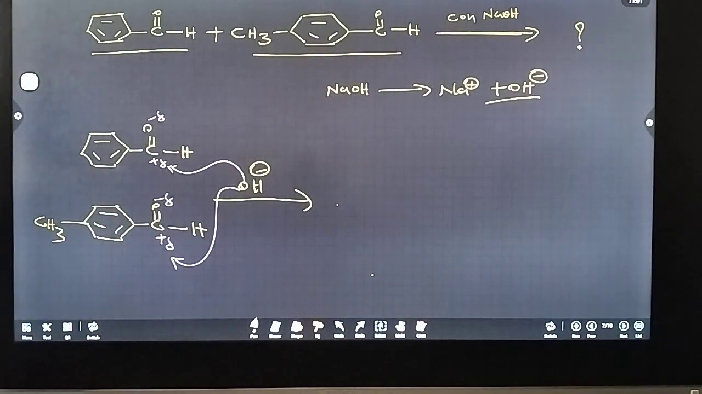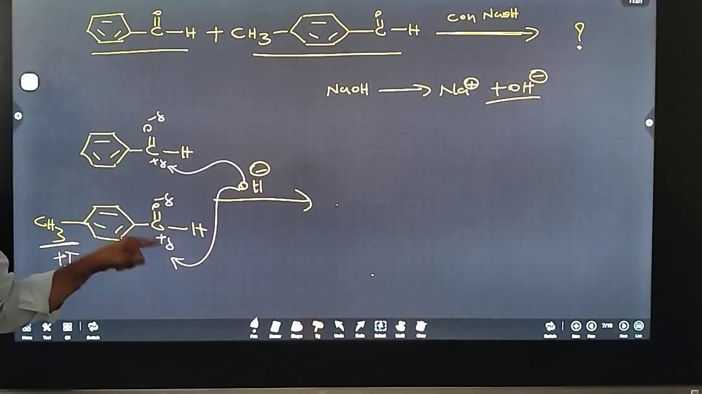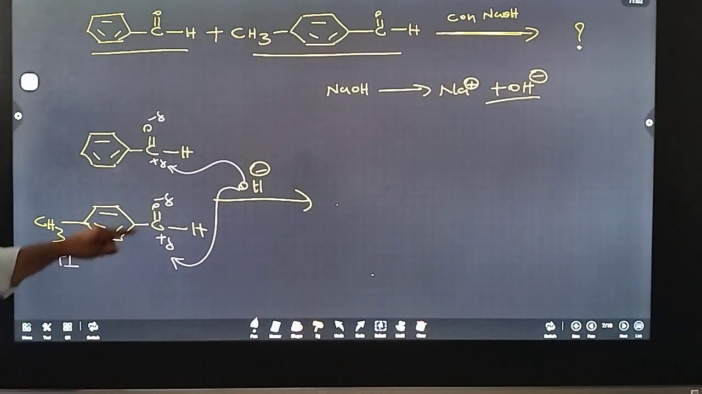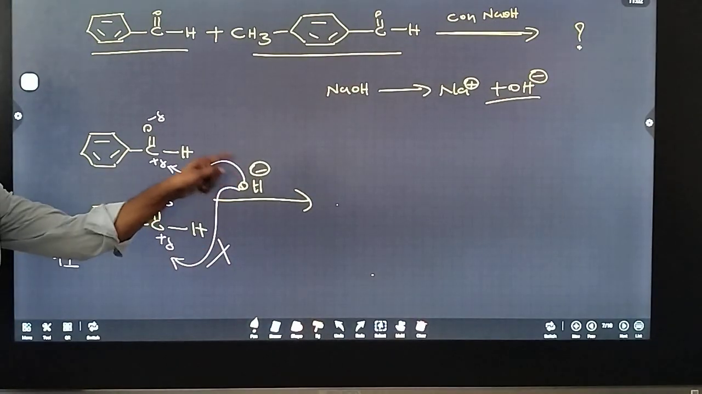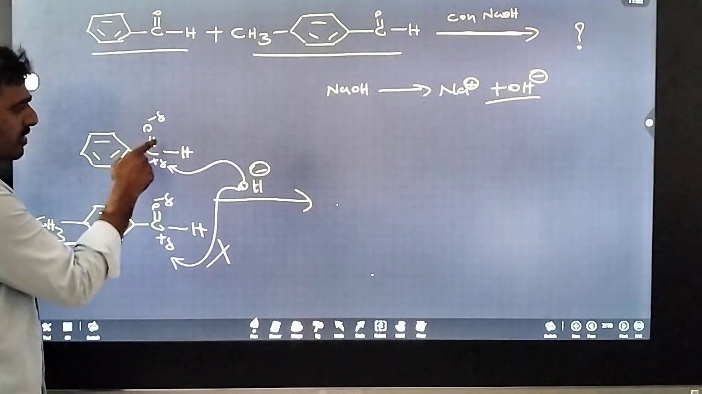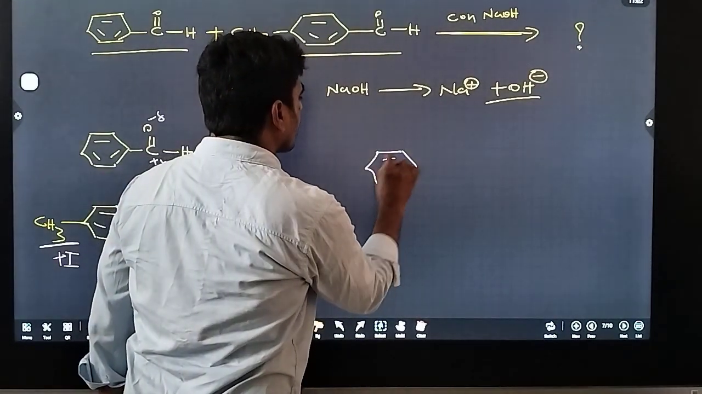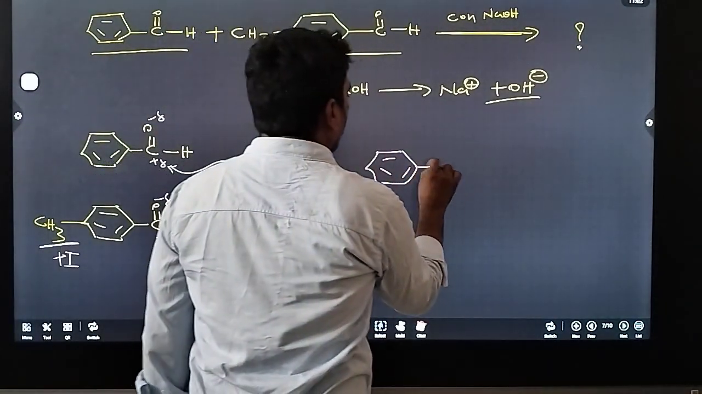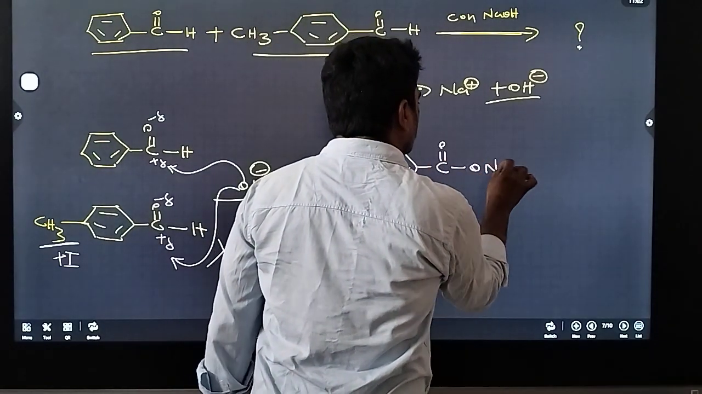Which position is attacked easily? That is decided by the +I group here. A +I group means an electron releasing group. An electron releasing group decreases the positive charge on the carbonyl carbon, so that one is less positive and attack is not possible there. The attack is on the other one. That means one more oxygen is added. The oxidized product is the sodium salt of benzoic acid.